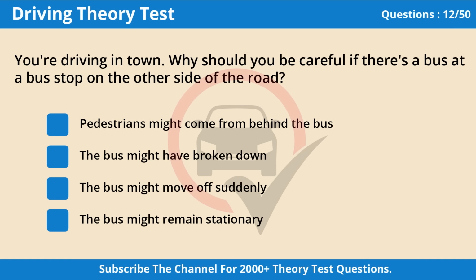Question 12. You're driving in town. Why should you be careful if there's a bus at a bus stop on the other side of the road? A. Pedestrians might come from behind the bus. B. The bus might have broken down. C. The bus might move off suddenly. D. The bus might remain stationary. The answer is A. Pedestrians might come from behind the bus.